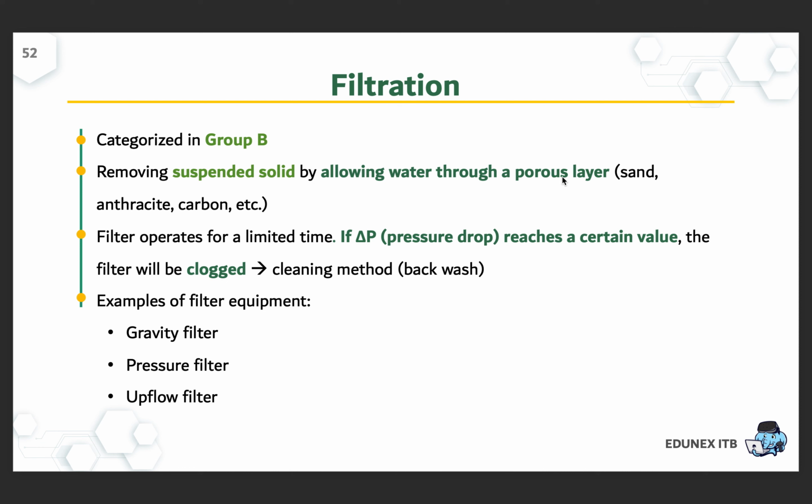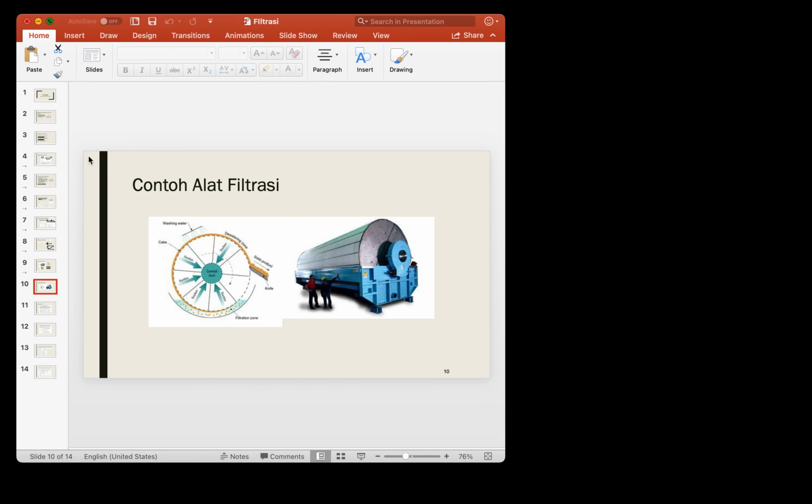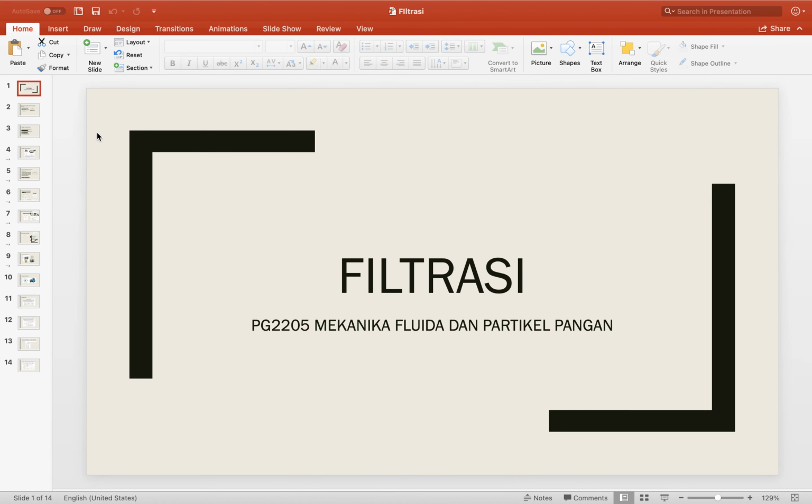The porous layer can be sand or anthracite or carbon, but filtration is not only conducted by using the porous layer; we can also use another unit operation to do the filtration. Let me change the slide first. Okay, so this is the filtration slide. I believe you already have the filtration materials during your fluid mechanics class, I think last year, but I will do a quick recap on the filtration system.